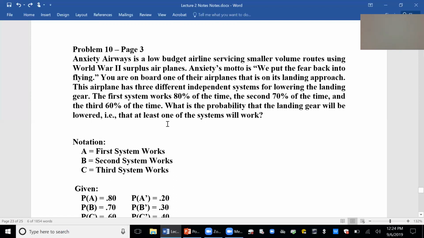The first system works 80% of the time. The second works 70% of the time. The third 60% of the time. What is the probability that the landing gear will be lowered? That is to say, at least one of the systems will work.